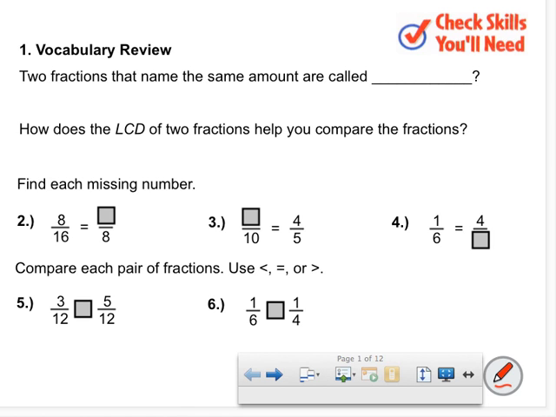Two fractions that name the same amount are called equivalent. Okay. How does the LCD of two fractions help you compare the fractions? Who can answer that? Quinn.